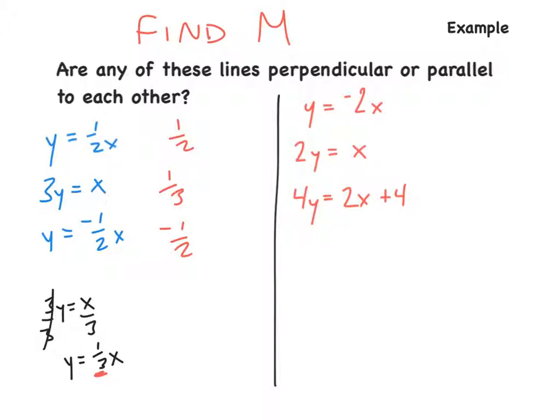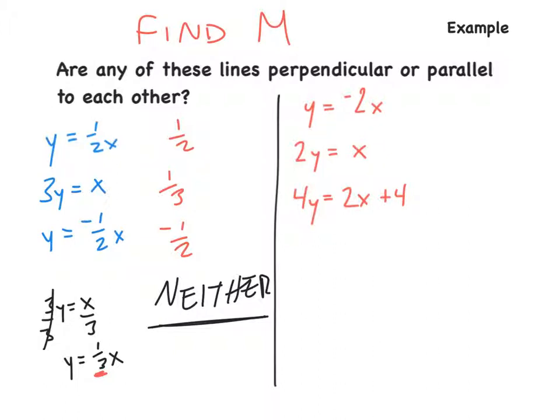So are any of these perpendicular? Remember, it must be opposite reciprocals. So these are opposite, but they're not reciprocals. And these aren't the same slope. Parallel, these are the same slope, but they're not the same sign. So the answer would be neither parallel or perpendicular. So what I want you to do, pause the video, try these 3 off to the side, unpause the video when you're ready to see what I've done.